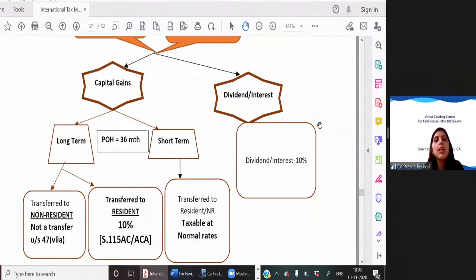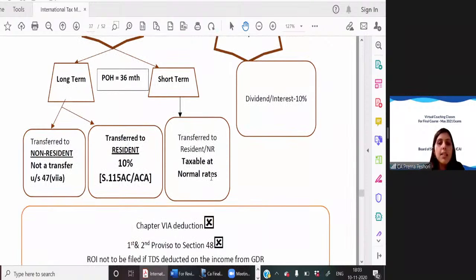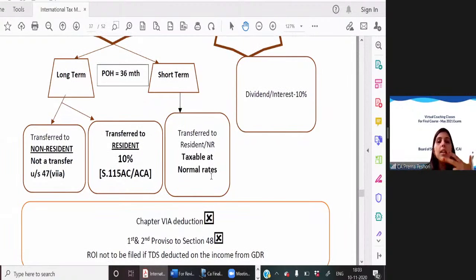Dividend on this or interest from this is taxable at the rate of 10%. No Chapter VI-A deduction is allowed. No first and second proviso, that is, no foreign exchange fluctuation is allowed. No indexation benefit is granted. And ROI is not to be filed if taxes are duly deducted on the same.